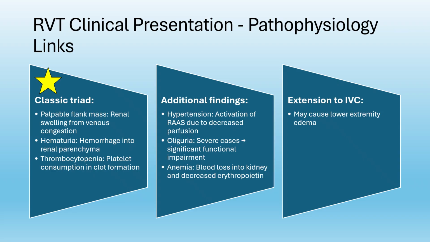The clinical presentation of renal vein thrombosis exemplifies how pathophysiologic mechanisms directly manifest as observable clinical findings. Each component of the classic triad can be traced to specific consequences of venous outflow obstruction and resulting renal injury. The palpable flank mass represents immediate consequence of venous congestion.